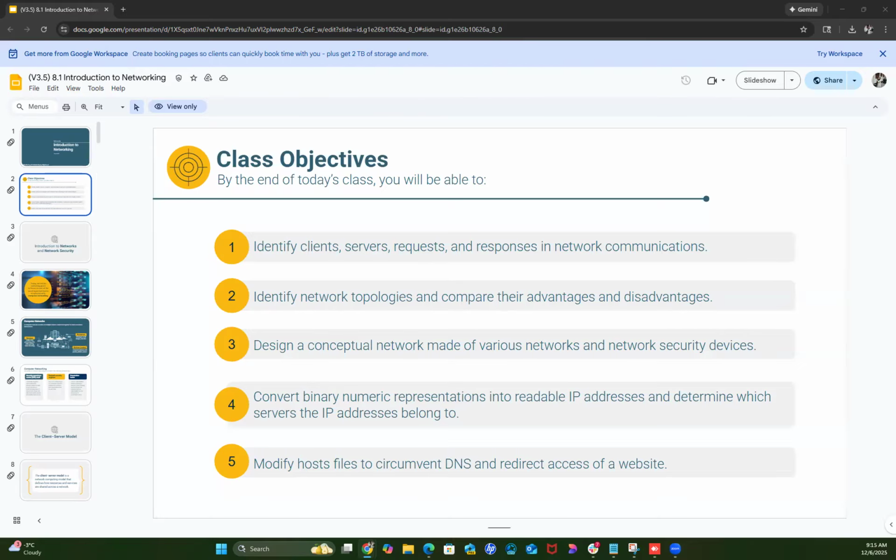By the end of the class, you will be able to identify client-server requests and responses in network communication, identify network topologies and compare their advantages and disadvantages, design a conceptual network made of various network security devices, convert binary numerical representation to readable IP addresses and determine which server the IP address belongs to, and then modify host files to circumvent DNS and redirect the access of a website.